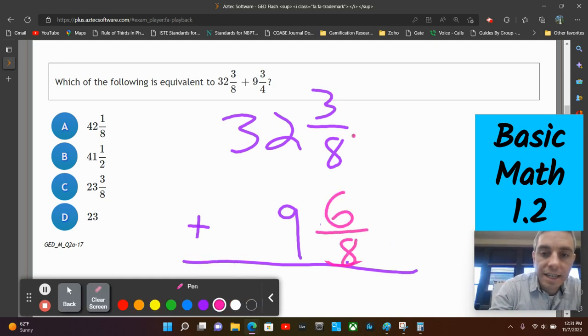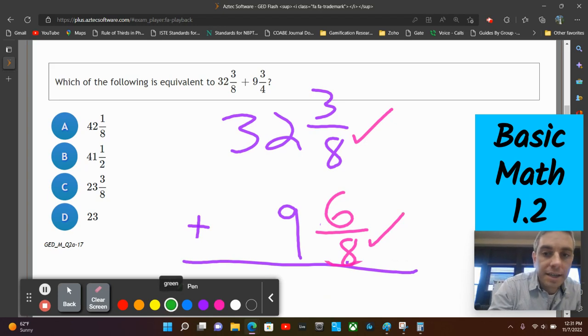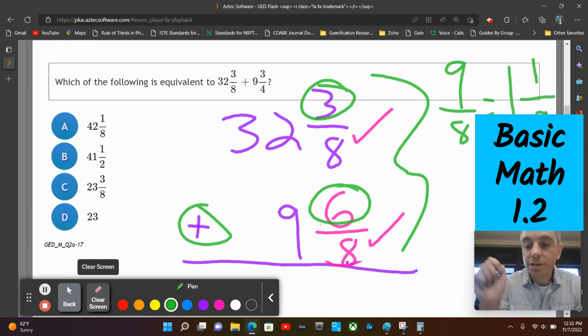6/8 has the same size now, 8 and 8. That allows us to add them. And so when it comes to adding, we focus on the top numbers, 3 and 6, which is 9/8. 8 fits into 9 one time with a remainder of 1. So we turn that into a mixed number. 8 goes into 9 one time with a remainder of 1. So it becomes 1 and 1/8.